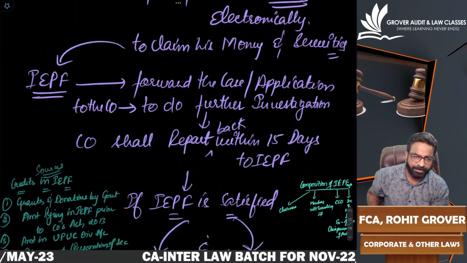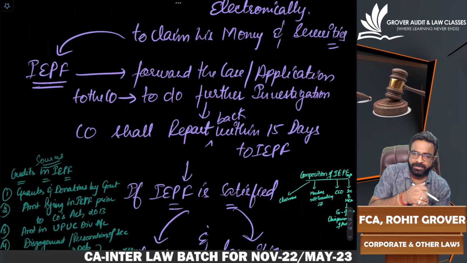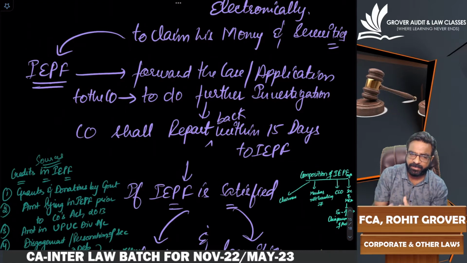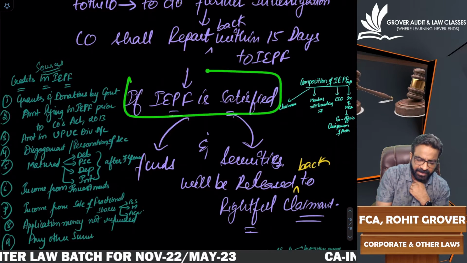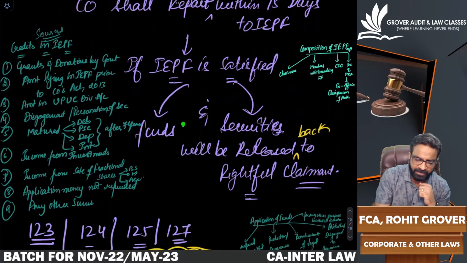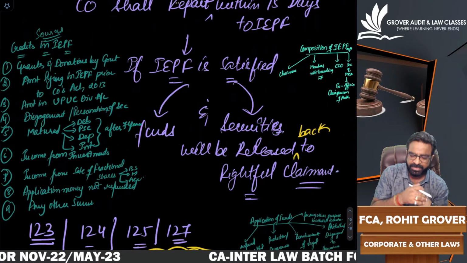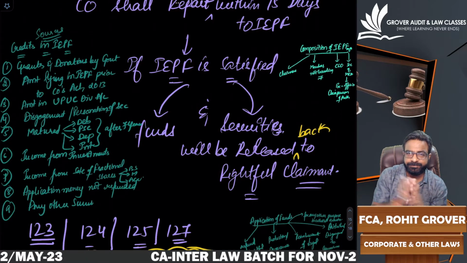So what does the company have to reply to the IEPF, and within how many days? 15 days. Within 15 days the company will reply to the IEPF that yes, he is a rightful claimant, or no, he is not a rightful claimant. If the IEPF is satisfied with the company's investigation, what will the IEPF do? IEPF will release the funds and securities to which person? The rightful person. Is it crystal clear? Yes or no? Yes, sir.